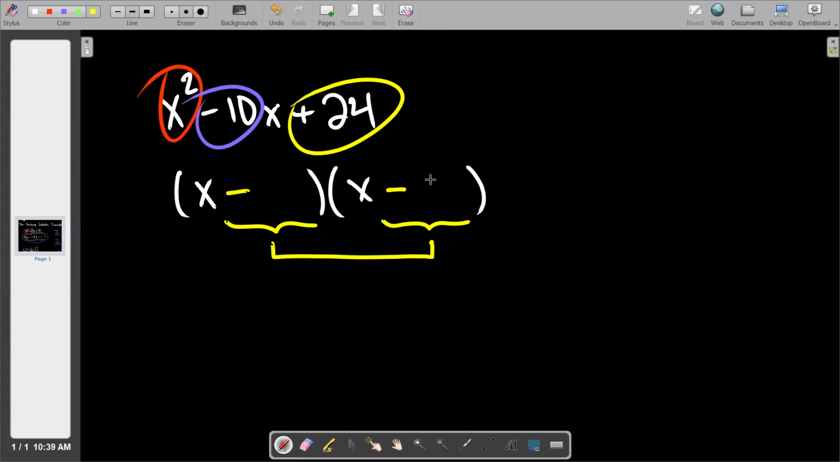Getting the signs right is one of the hardest parts of my job. Getting you to understand when to use two negatives, when to use two positives, when to use one of each. And now the hunt is on.